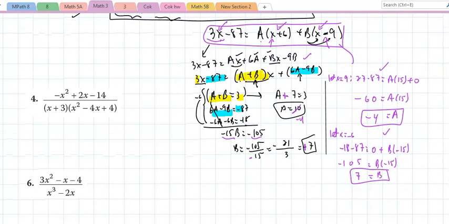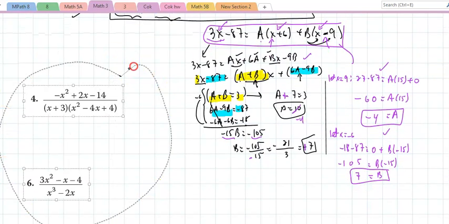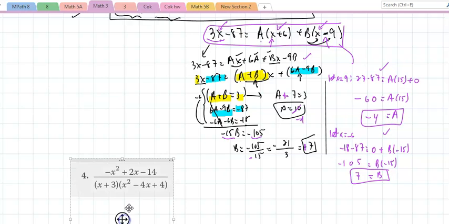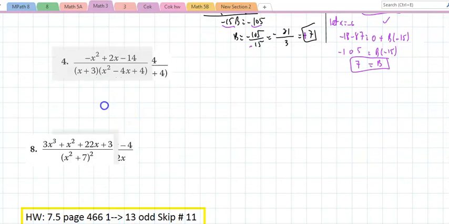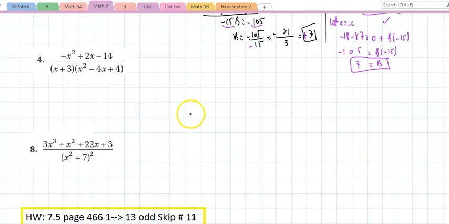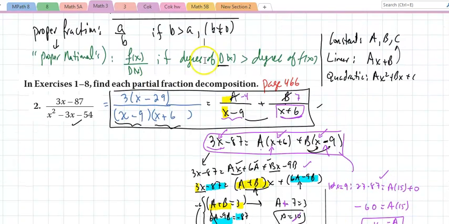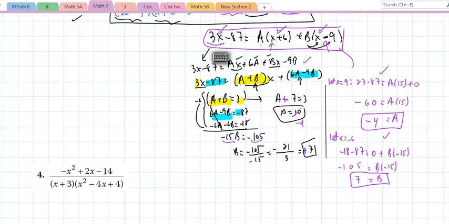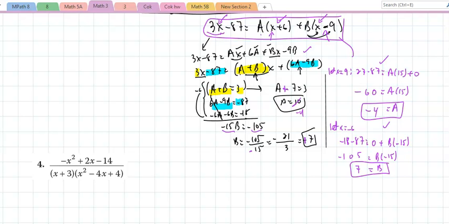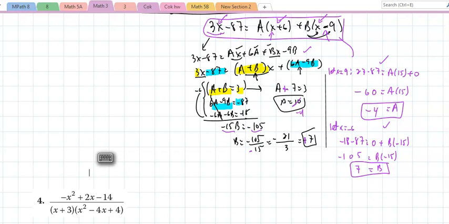The first example, never a problem. I'll leave some space, and I'll come back and do some more. That was really messy. Okay.